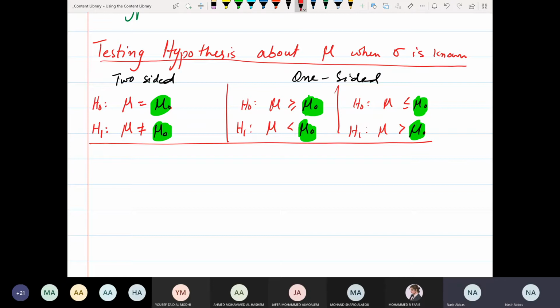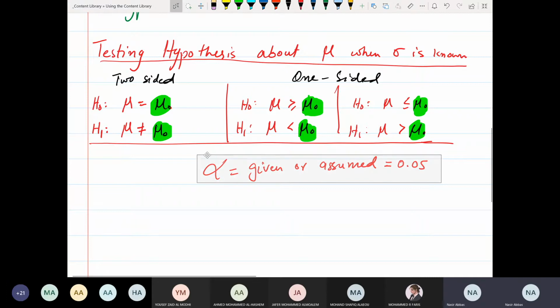The second thing you need from the question is the value of alpha. It will be either given or assumed. Assumed 5%, 95% confidence. So it will either be given in the question or you will assume it to be 5%.